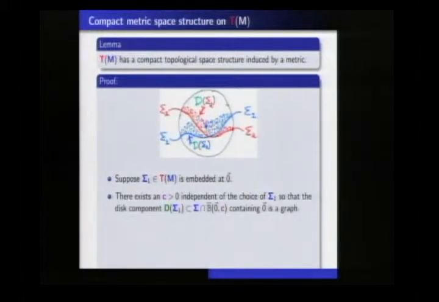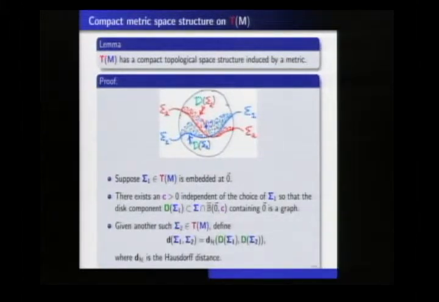Now we have our two disks. We have this blue disk on one surface, and the red disk on our other surface. Those are compact disks in the ball. And now we just take the Hausdorff distance between them. That measures the distance between the two surfaces. And you might think right away, well, it's going to be a compact metric space with this distance. You just think about it for a minute, but anyway, we're almost there.